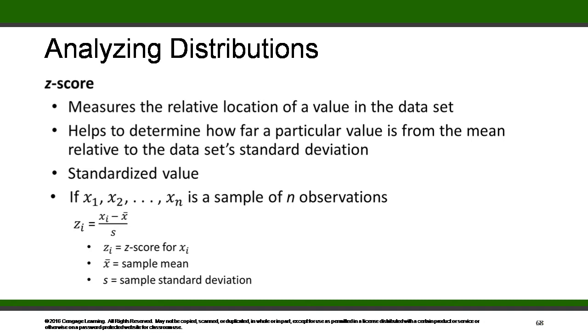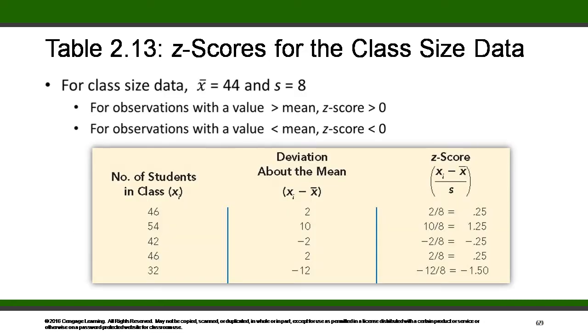Table 2.13 shows the z-scores for the class size data. For class size data with the mean equal to 44 and standard deviation equal to 8, for observations with a value greater than the mean, the z-score is greater than 0. For observations with a value less than the mean, the z-score is less than 0. So in this table, the first column is the number of students in class, represented by x. The second column is the deviation about the mean. The third column is the z-score.